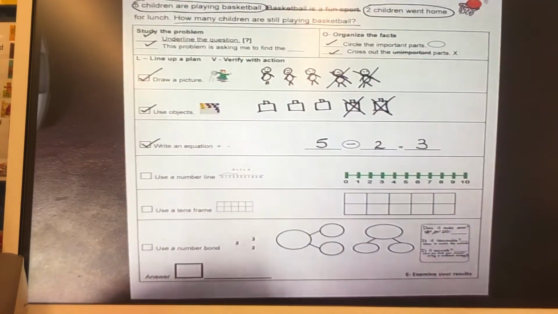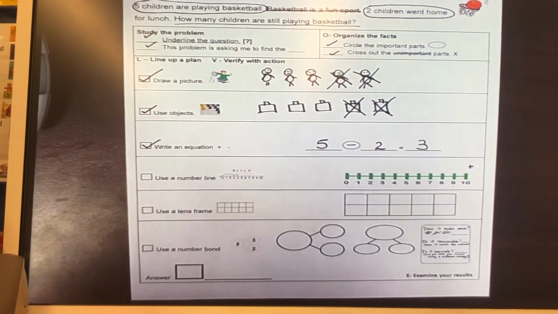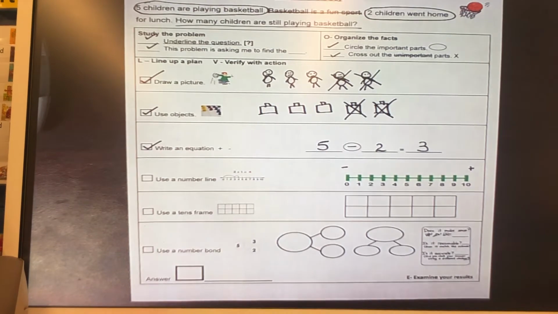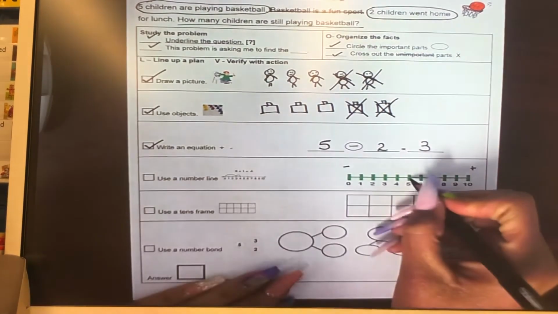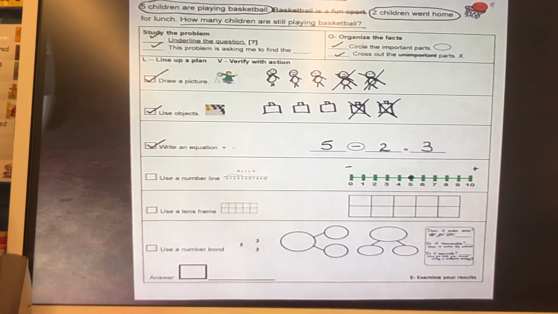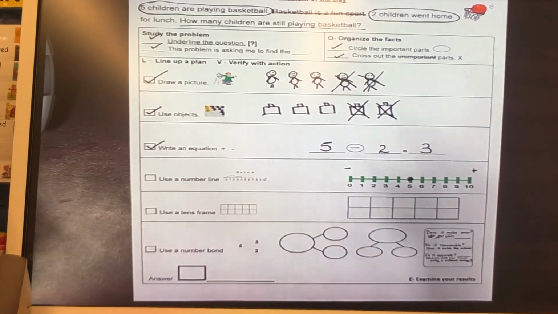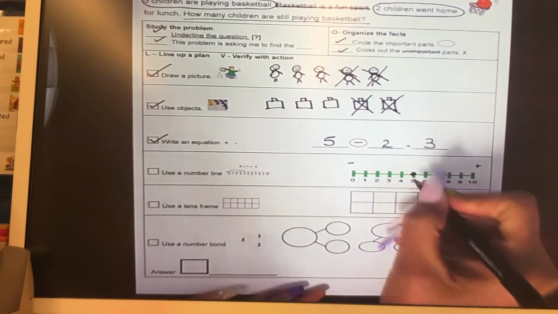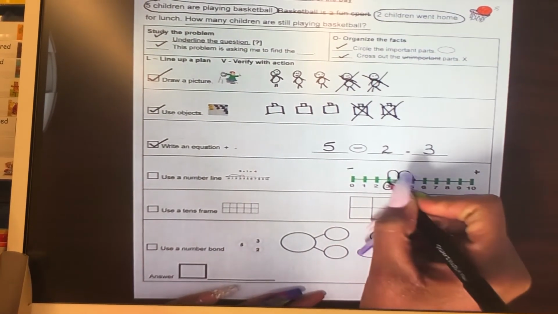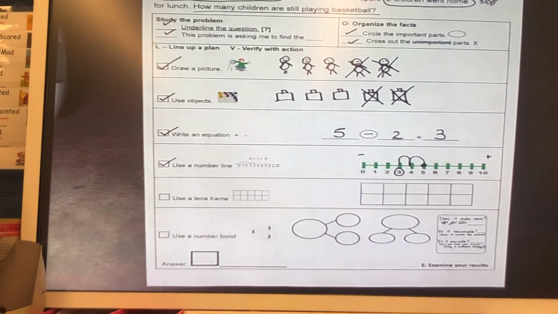When we use our number line, we know that if we jump forward, we add, and if we jump back, we take away or minus. So let's put that there to remind us. And we start on the number 5. We put our dot because that's how many kids we had at the beginning of the math story. And 2 children went home for lunch. So we're going to hop 2 spaces back. So that's 1, 2. And we landed on the number 3. Circle your answer and check the box if you use a number line.